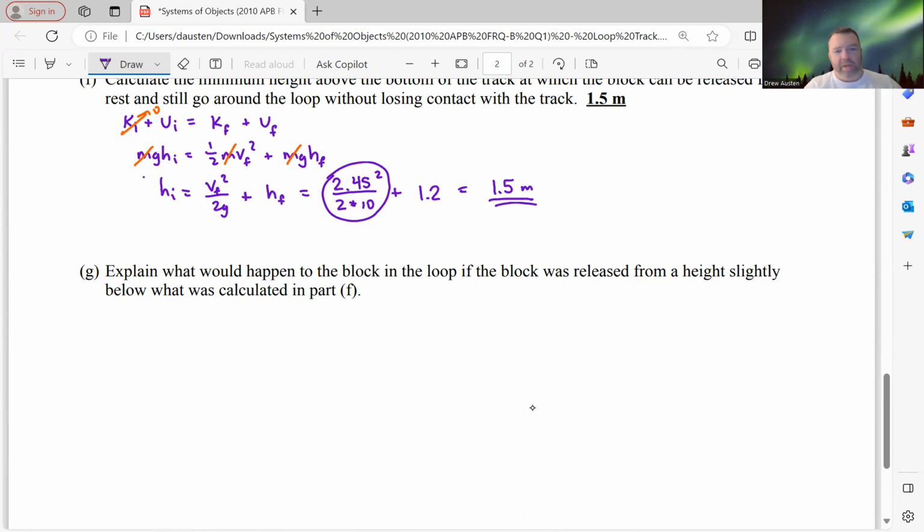And then part G: explain what would happen to the block if the block was released from a height slightly below what was calculated in part F. Well, we know in part F, this was the minimum height where the block could be released to still maintain contact with the track. So if you go to a height slightly below that, then the block would not have enough speed to make it around the loop, and it would lose contact with the track before even making it up to that height point.